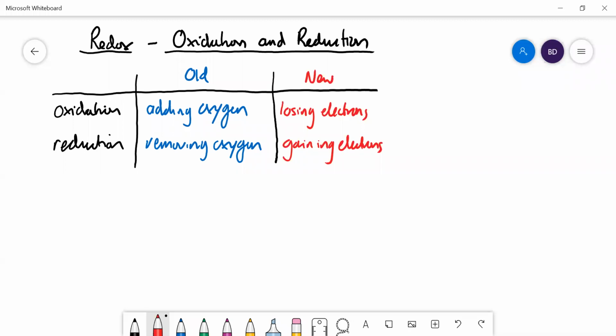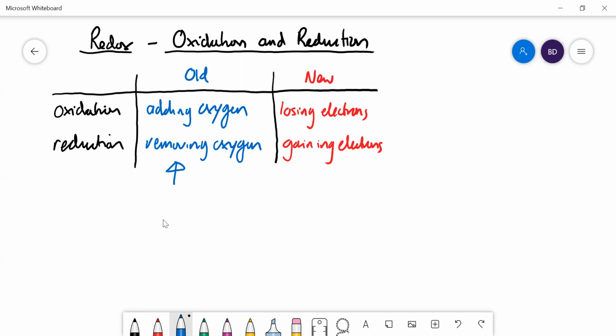Okay, so we're going to talk about oxidation and reduction, or redox. You're probably familiar with both of these from GCSE. The old definition of oxidation was adding oxygen, and reduction is removing oxygen.